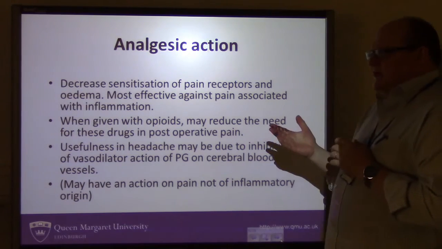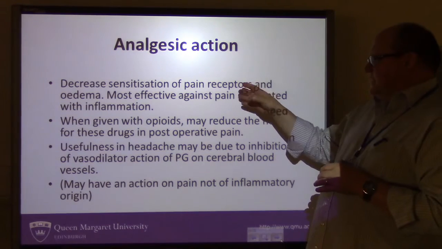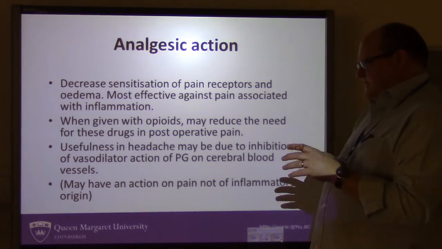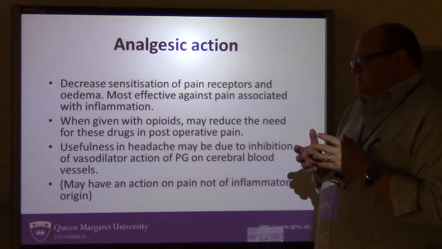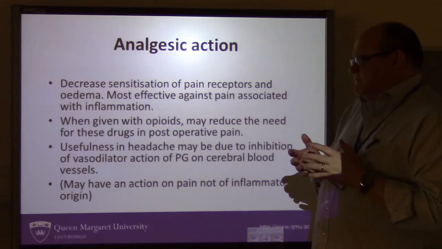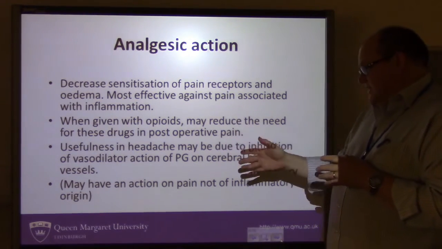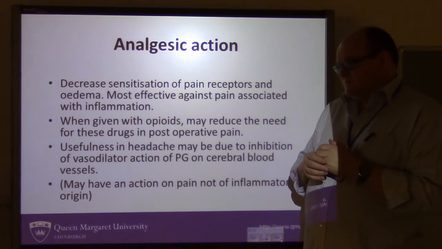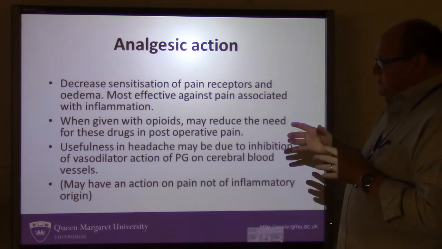So the analgesic action, how does it come about? Basically, you decrease the sensitization of the pain receptors by blocking the production of prostaglandins. And you can give them alongside opiates. They can be very useful in headache when the headache is caused by an inflammation. So that's what they do.